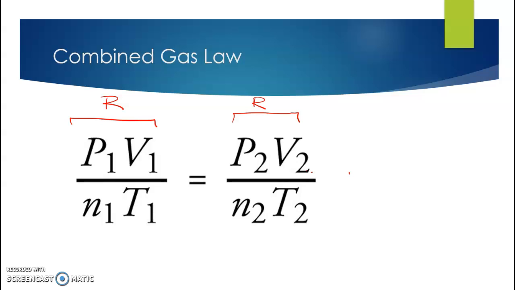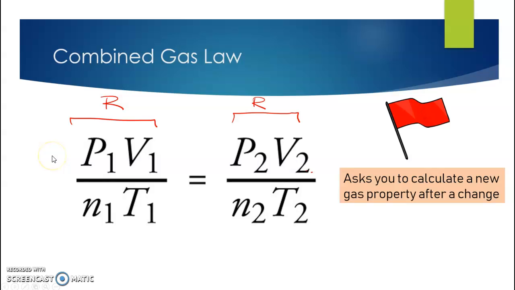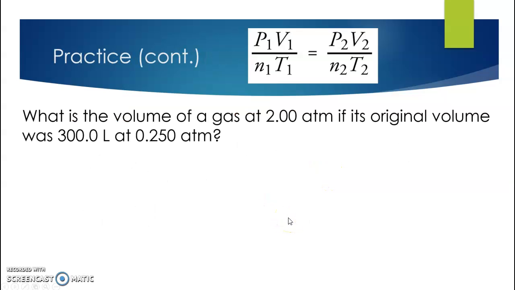And we will use the combined gas law, which looks at the different variables together, when? How are we going to know? Well, there's a red flag for that too. We will recognize that we need to apply this gas law when we're asked to calculate a new gas property after a change. So in our last problem, it said the pressure was this at this volume, what's the new pressure? So let's go back to that problem. What is the volume of a gas at 2 atmospheres if its original volume was 300 liters at 1/4 of an atmosphere? So recognize that red flag there.